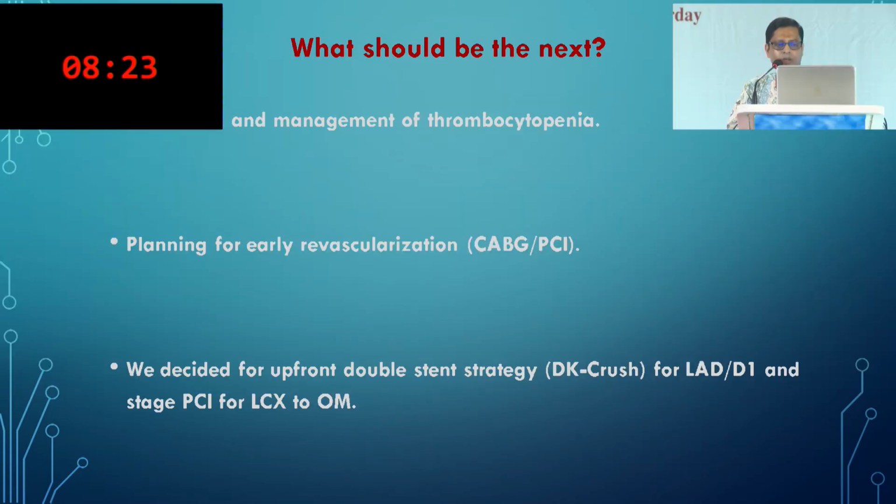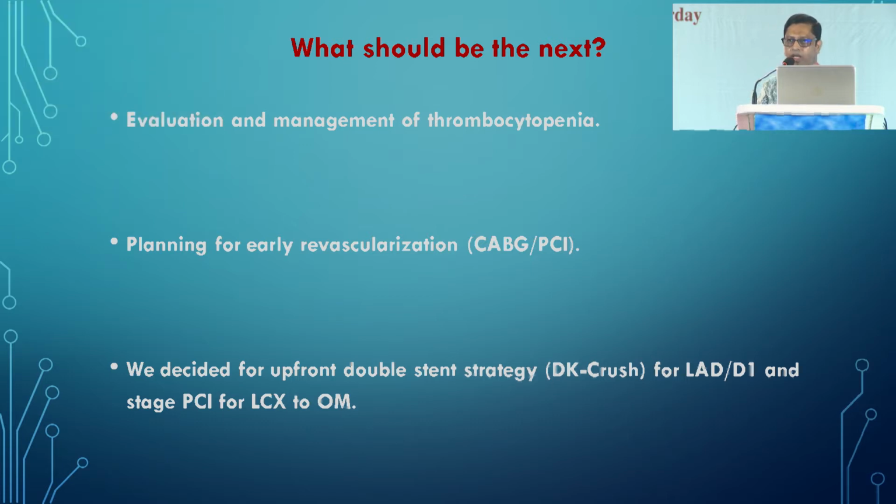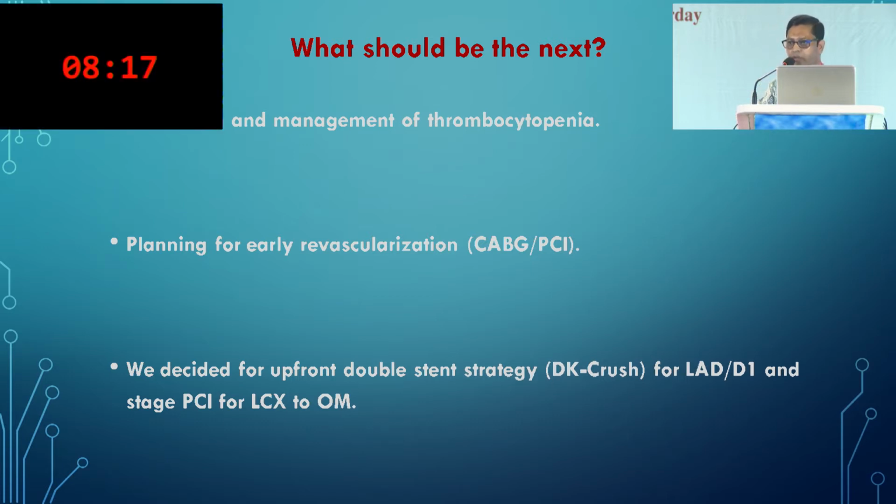Let us see what should be the next. Evaluation and management of thrombocytopenia. For this reason, I talked to my two consultants, the hepatologist as well as the hematologist. They thoroughly investigated the patient and concluded that the patient had hepatitis B induced immune-mediated thrombocytopenia, and he had early stage of cirrhosis of liver, and the FibroScan report was 14.7.